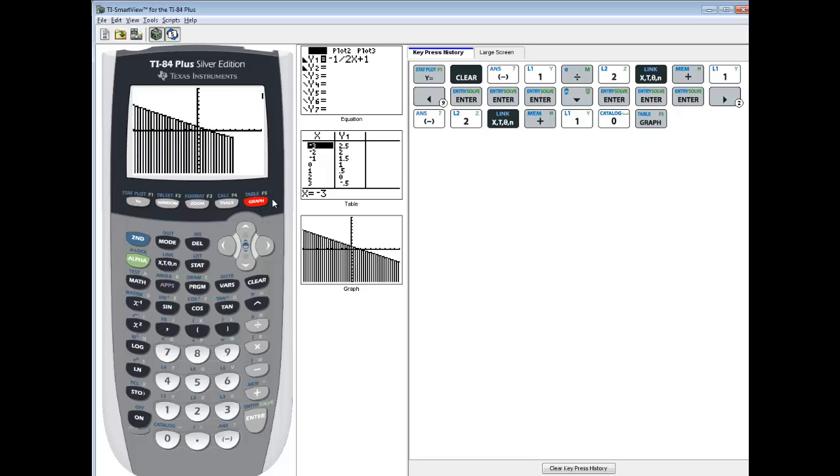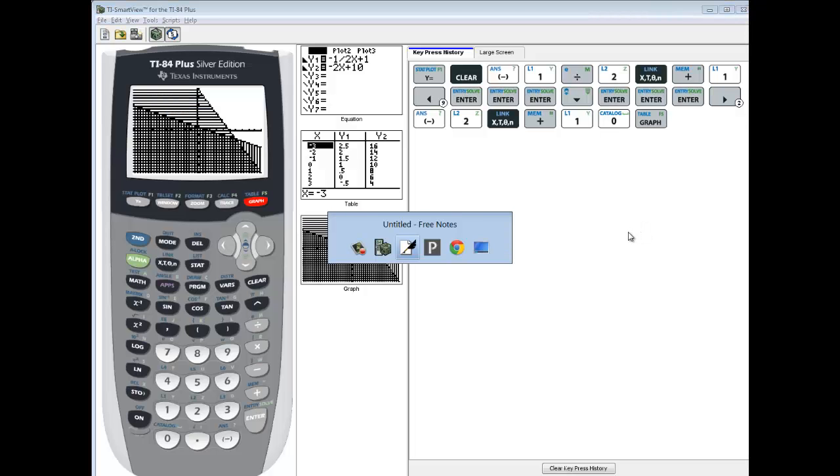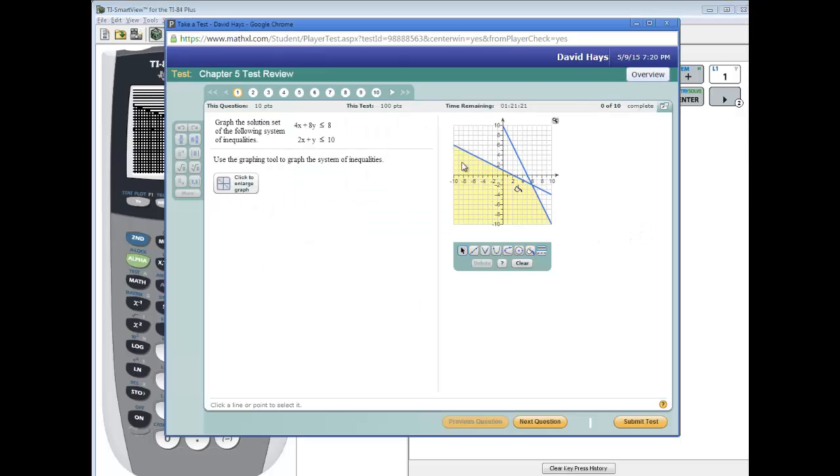Now there's our y1, and there's our y2. Now your answer is where they're both shaded, and you can see it a lot easier on here. And that's what I was trying to demonstrate by shading this region and then the region that went with this line, and then your answer would be where they're both shaded. But anyway, that's how you get your answer.